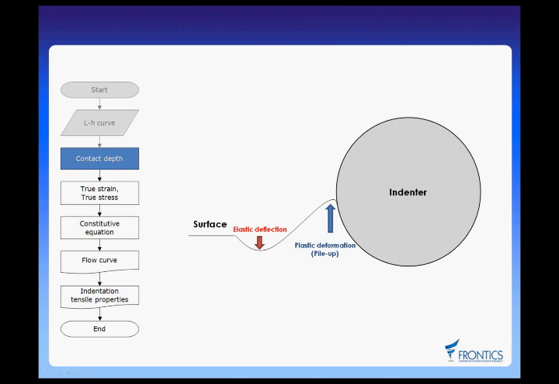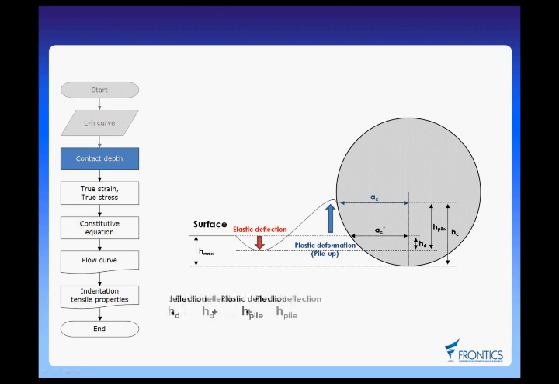So as you can see, precise contact depth, HC, is Hmax minus HD plus Hpile. Hmax can be measured by the equipment, HD can be obtained from the Oliver-Farr equation, and Hpile also can be calculated.